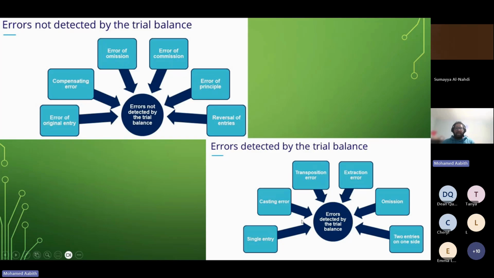But there are also errors which will create a suspense account, which is detected by the trial balance because your balances are not matching. We can think about a single entry error, a casting error, a transposition error, an extraction error, an omission error, and two sides entries into one side. Let me go through them quickly.